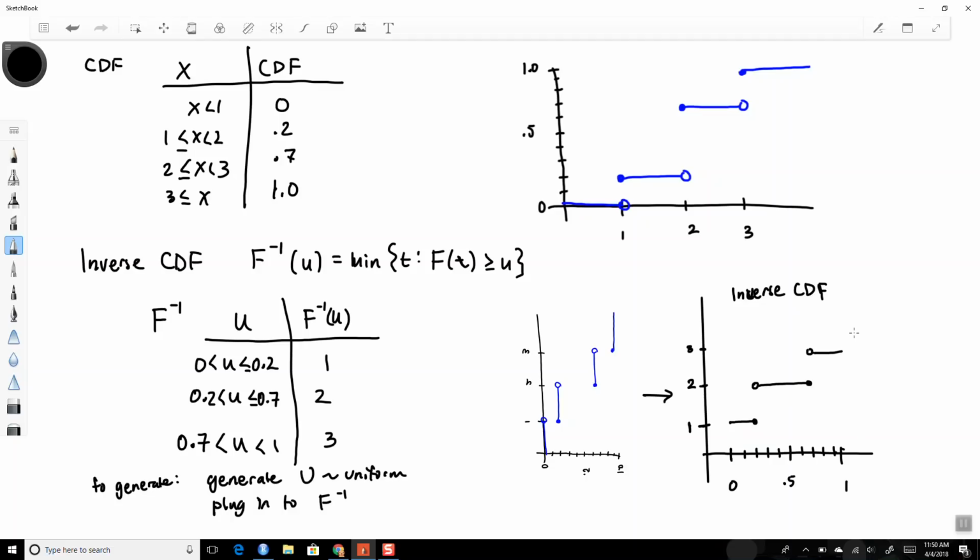This is a basic way to generate values from some random distribution. The trouble here is that it requires you to calculate the inverse CDF function, which sometimes is a difficult thing to do. But if you're able to do it, this is a good way to go.